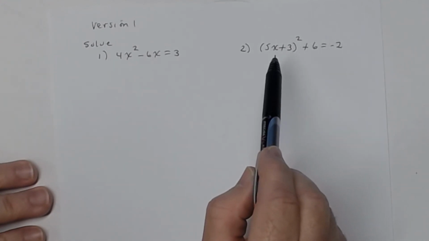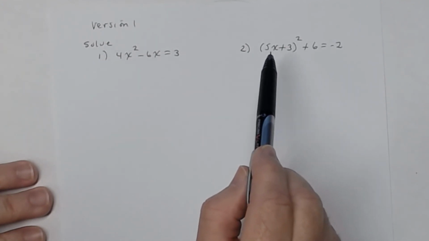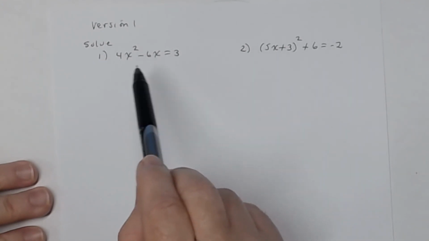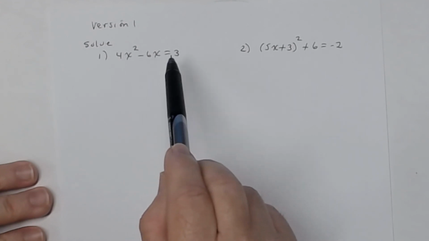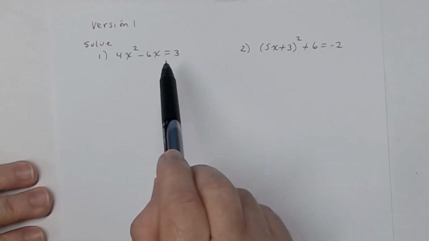was to use the square root property. That's the way you had to do number 2. That was in the directions. But in number 1, we're going to go ahead and solve this one using the quadratic formula. See, they both look different.